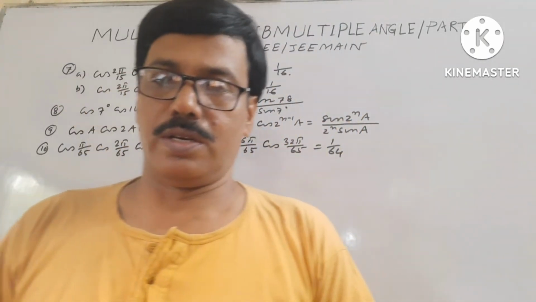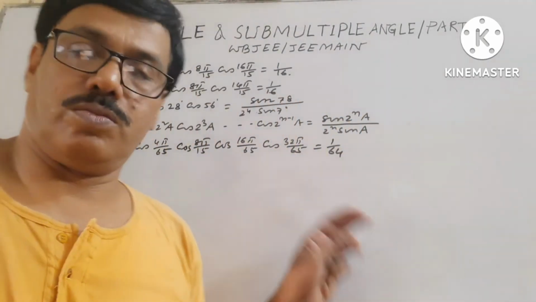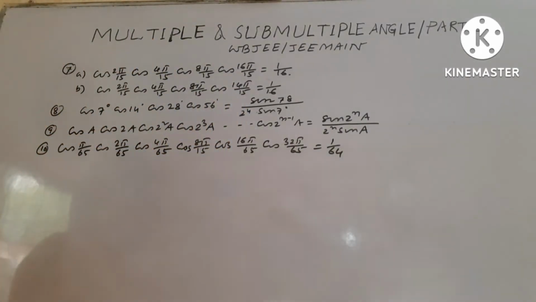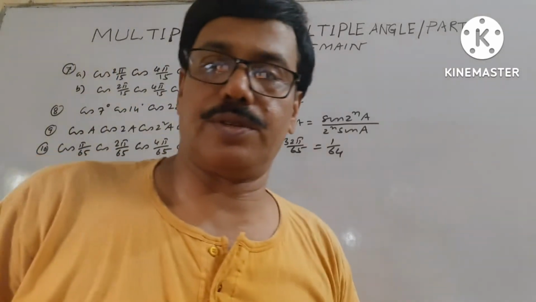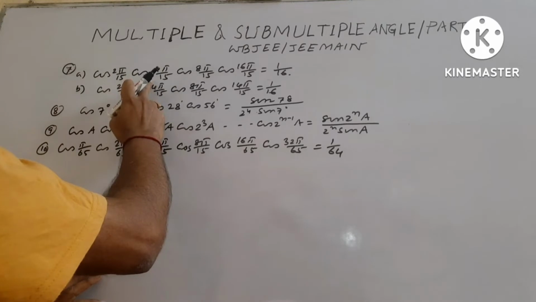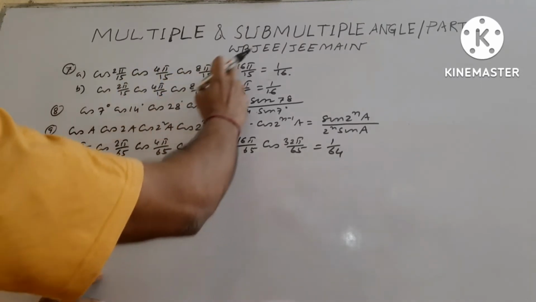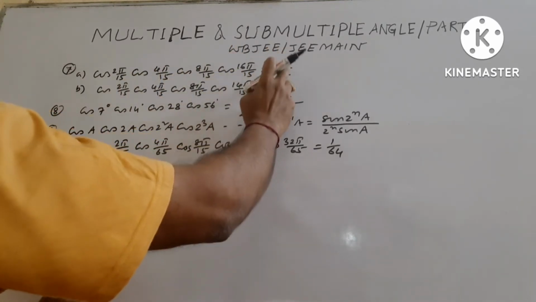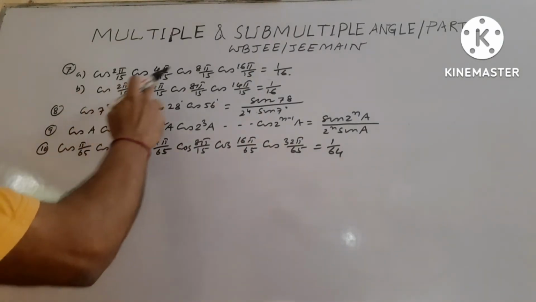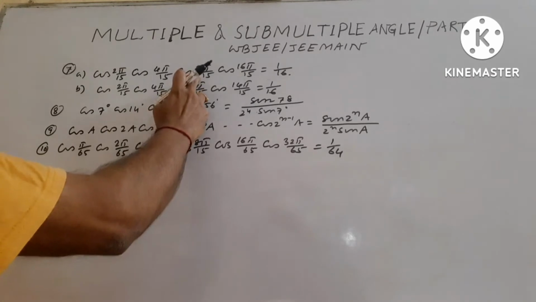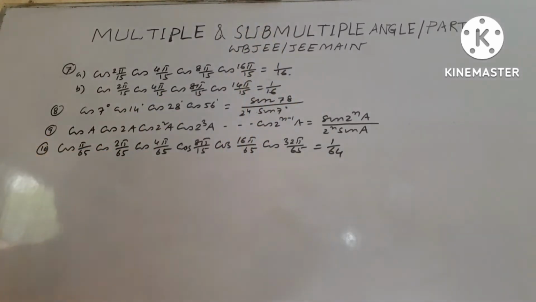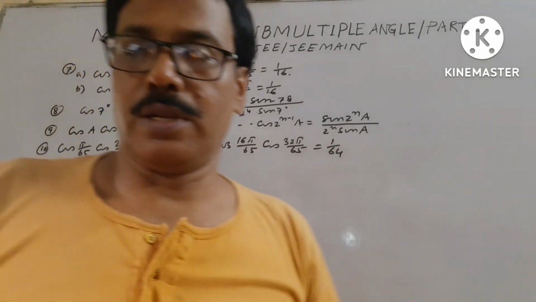Now we consider a similar type of problem. So look at the problem. Cos 2 pi by 15, cos 4 pi by 15, cos 8 pi by 15, cos 16 pi by 15 equals 1 by 16. Cos 2 pi by 15, cos 4 pi by 15, cos 8 pi by 15, cos 14 pi by 15 equals 1 by 16.